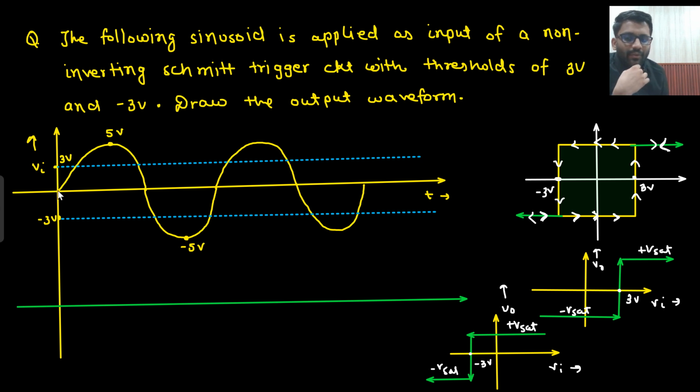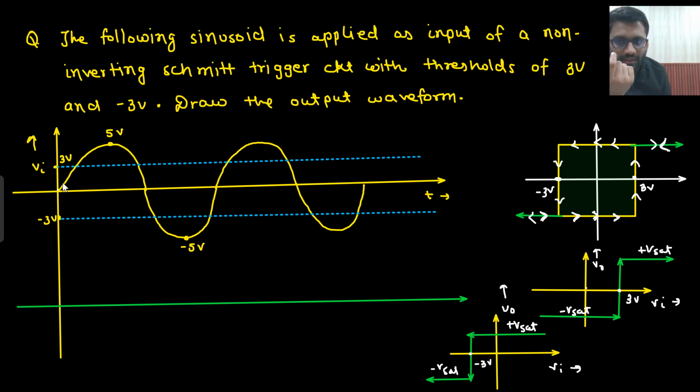So what is happening? Initially input is 0 volt. So at 0 volt, this guy will say that your output should be minus 5. This guy will say that output should be plus 5. So now you need to see, minus 5 means I am calling saturation voltage as minus 5. So this guy will say that your output should be minus Vset. This guy is saying that output should be plus Vset. Now you need to see where your input is going.